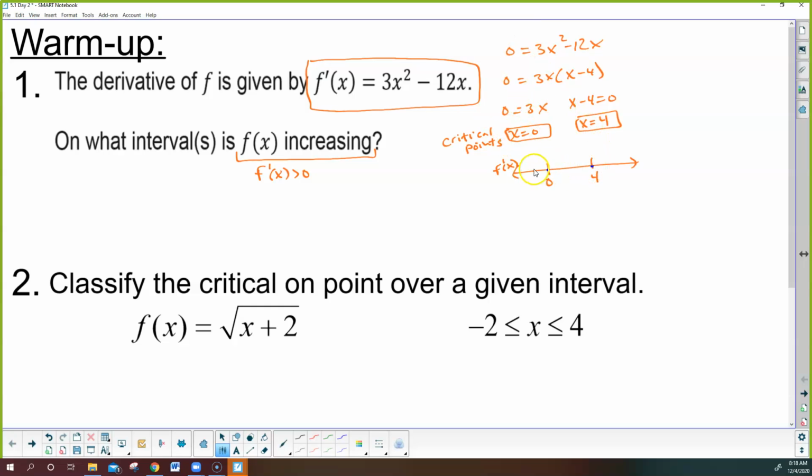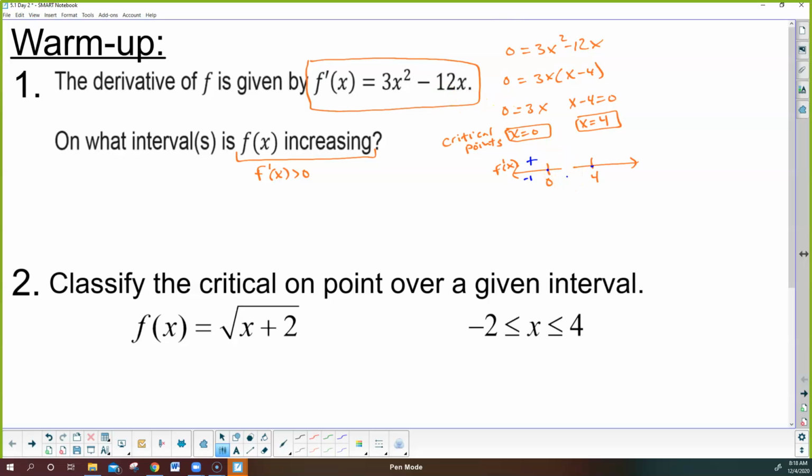So I know that these are 0, but what about to the left of 0? Here you could pick a number like negative 1, and plug it in. If I plug negative 1 in and square it and times it by 3, I'll get a positive. If I take negative 1 and times it by negative 12, I'll get a positive, and a positive plus a positive ends up being positive. You don't have to show any work for checking the sign. A lot of my kids last hour were kind of surprised by that. They're like, what? I don't have to show work? Not for this part.